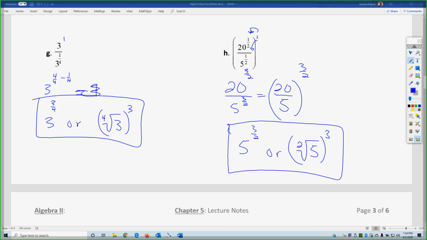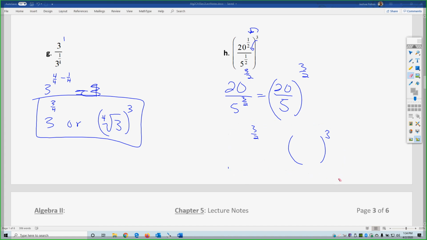Oh no, that's 4, not 5. We messed up there, I'm sorry. So that's 4 to the 3/2. That's 4 square rooted. The square root of 4 is 2. 2 to the 3rd is 8. That is our final answer.